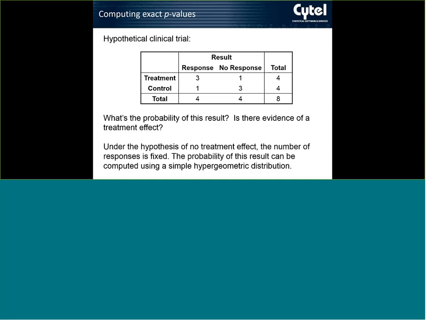there's no treatment effect? Without going into too much detail, these probabilities can be computed using a simple hypergeometric distribution if we assume, for the sake of argument, that there is no treatment effect. If there's no treatment effect, then these same 4 individuals would have responded regardless of which group they were in, treatment or control. And so it's very straightforward to compute what we would call an exact probability for each of the tables that one can imagine would be observed under these experimental conditions.